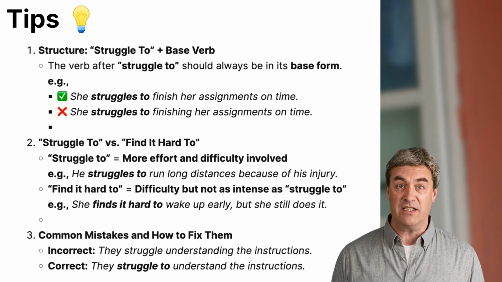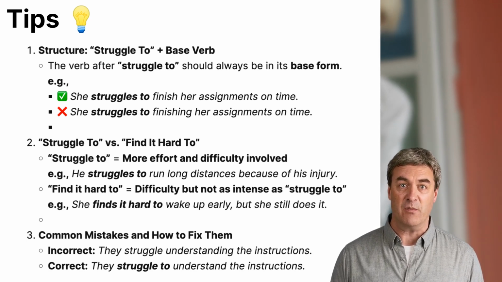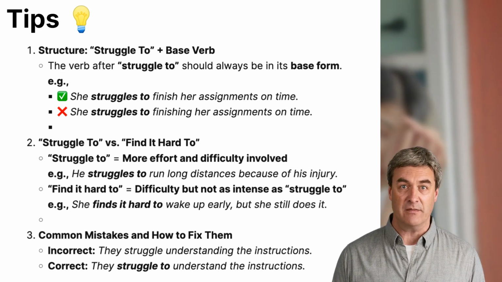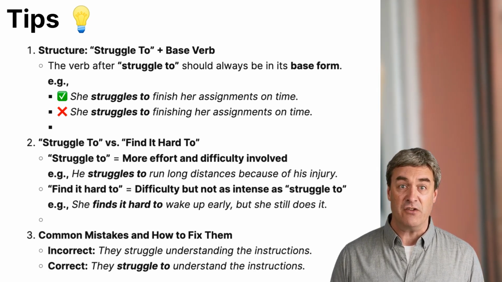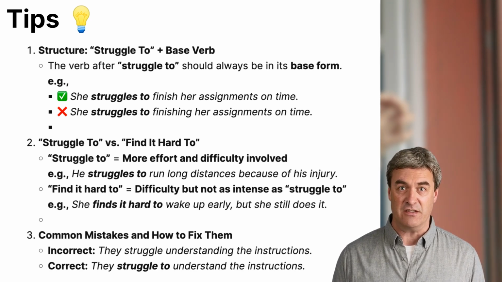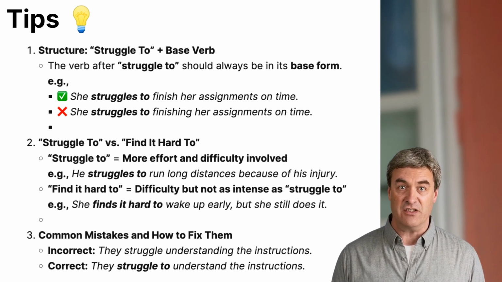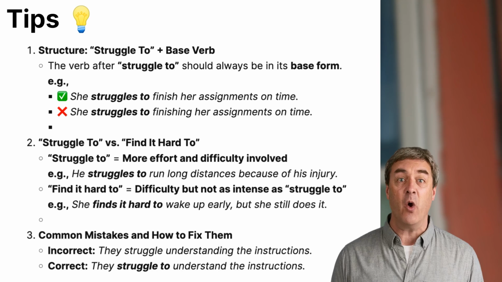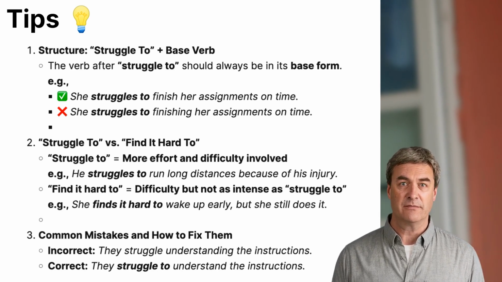3. Common mistakes and how to fix them. Here are some common mistakes English learners make with struggle to and how to correct them. Incorrect. They struggle understanding the instructions. Correct. They struggle to understand the instructions. Incorrect. He struggles finishing his work on time. Correct. He struggles to finish his work on time. Always remember, struggle to requires the word to before the verb. Use the base form of the verb, not the ing form.